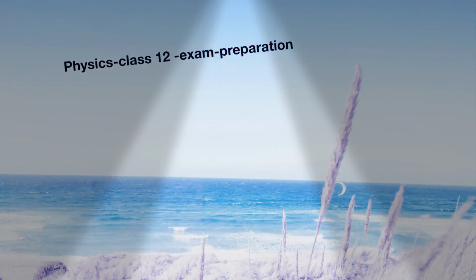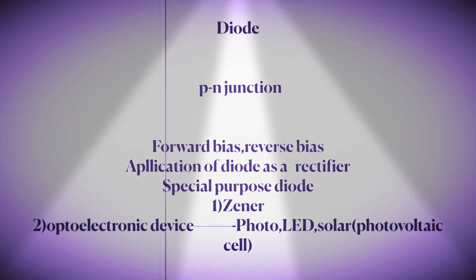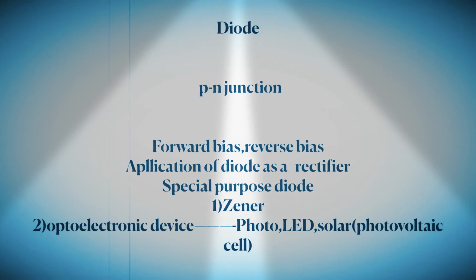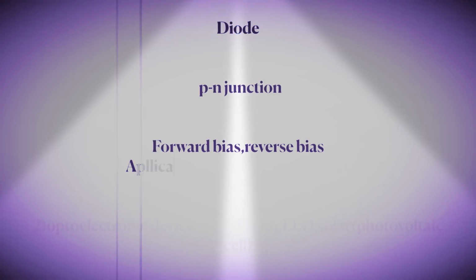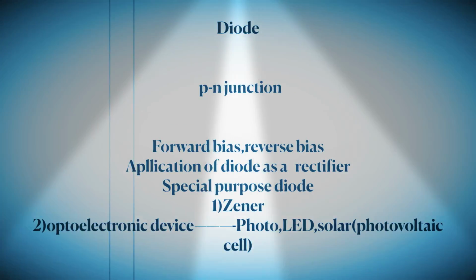Today we shall study diode, in which PN junction diode, forward bias, reverse bias, application of diode as a rectifier, and special purpose diode, Zener diode, and optoelectronic device.